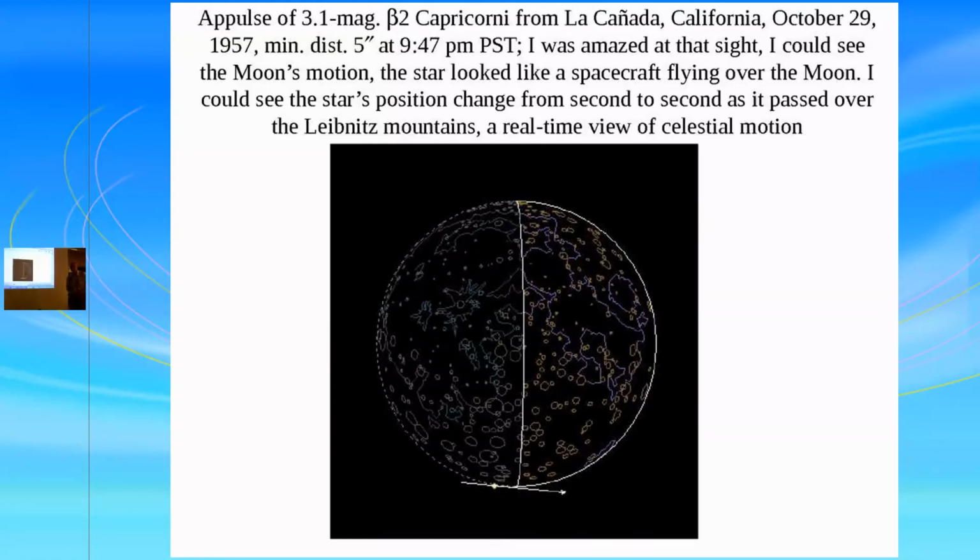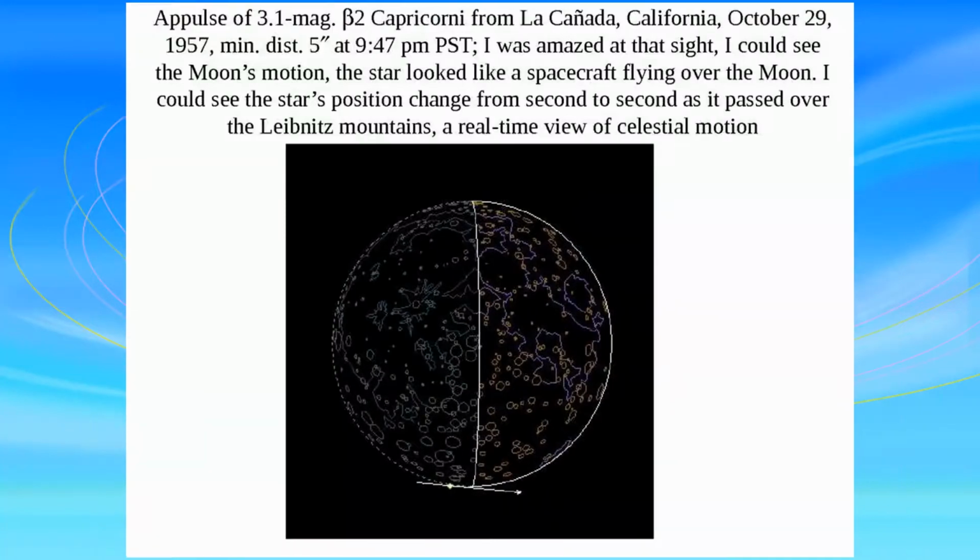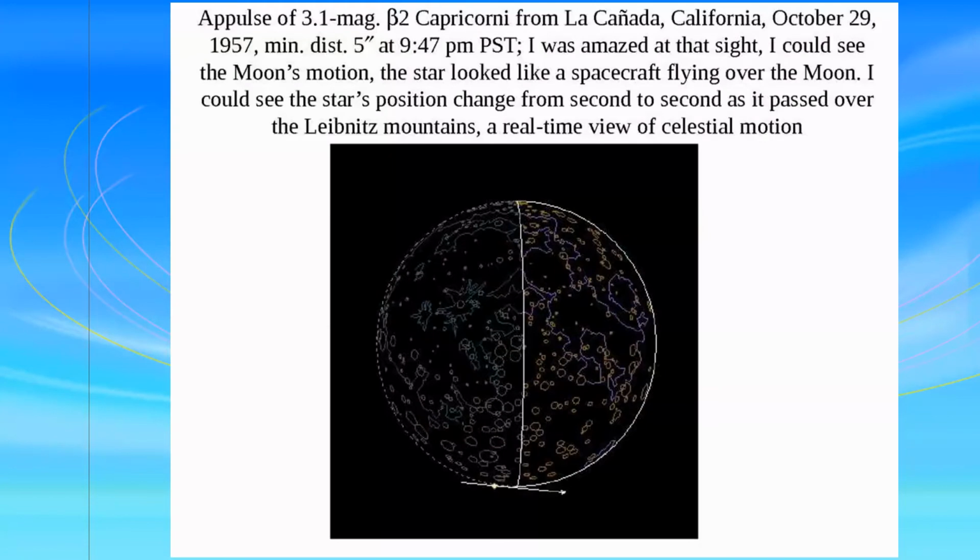I never really thought of that before, but to actually see a celestial object, this huge satellite, moving relative to a star, from second to second, I could see it was changing. And as it passed over the Leibniz Mountains, the very large mountains at the southern edge of the moon, I saw this happen. I said, well, why didn't the star disappear? It was predicted to disappear.